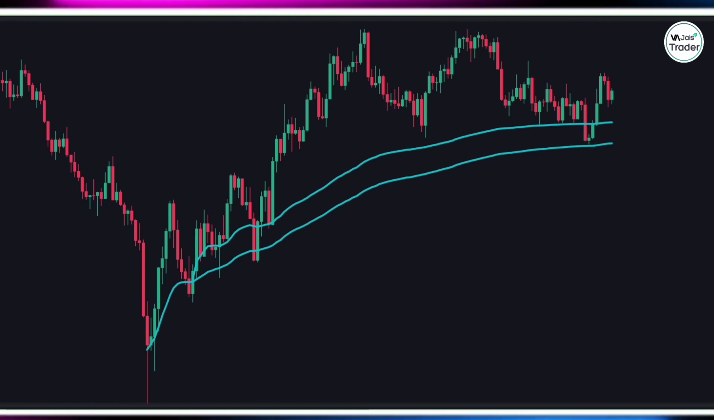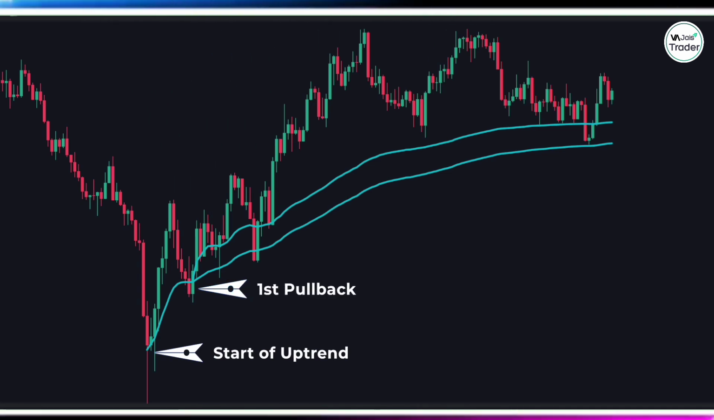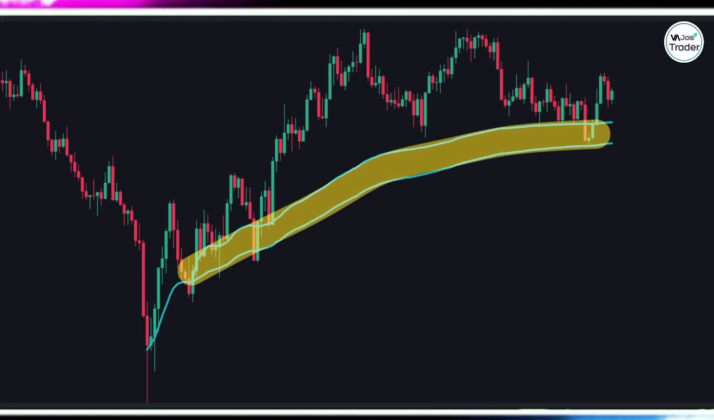The rules are pretty simple. Identify the starting point of a trend and the first pullback of that trend. Plot an anchored VWAP on each of those levels, and you end up with these bands that can be held for months, if not years.